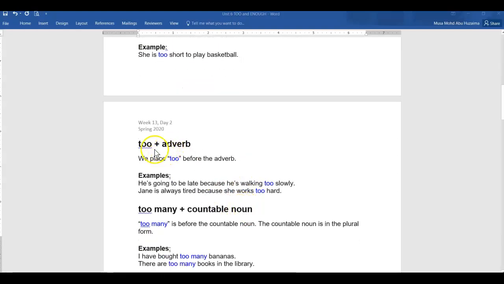We also use too with adverb. We place too before the adverb. Examples: he's going to be late because he's walking too slowly. Jane is always tired because she works too hard. Too here and too here were used before adverbs, okay?